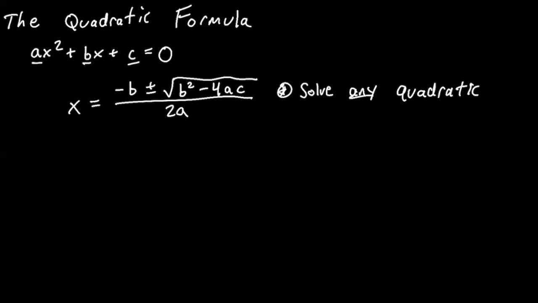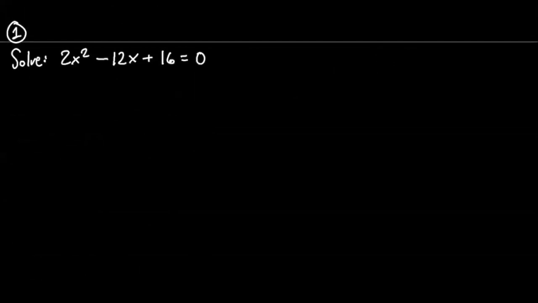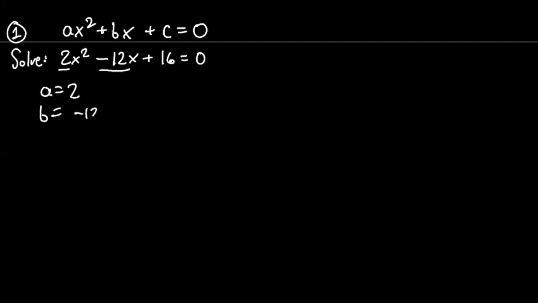Our first example looks at the equation 2x squared minus 12x plus 16 equals 0. We want to make sure that we have our quadratic on the left and then 0 on the right side. To start off, we want to identify what a, b, and c are. As we can see, a is equal to 2, b is equal to negative 12, and c is equal to 16.